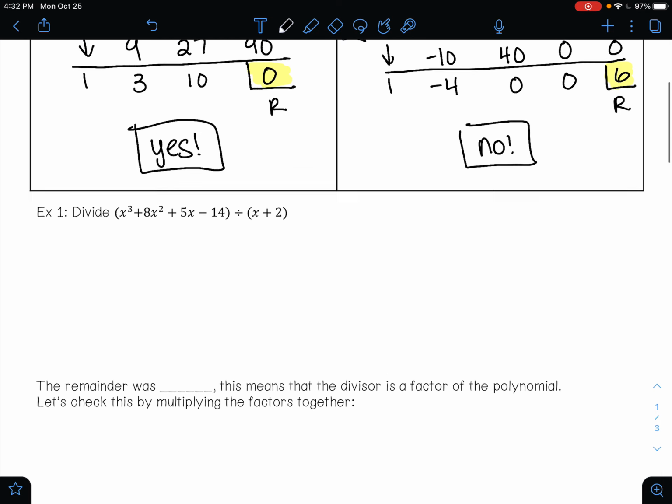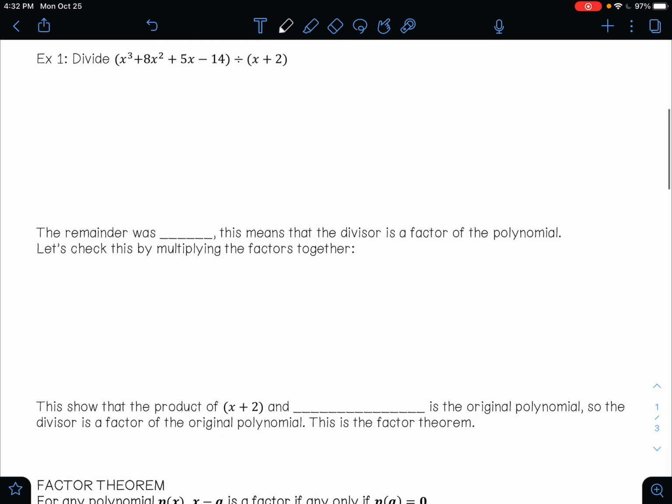Let's look at example 1. It says divide x cubed plus 8x squared plus 5x minus 14 by x plus 2. I'm going to use synthetic division for this. My polynomial is written in standard form. My exponents for x go 3, 2, 1, and 0, so I am not missing anything. So my coefficients are going to be 1, 8, 5, and -14.